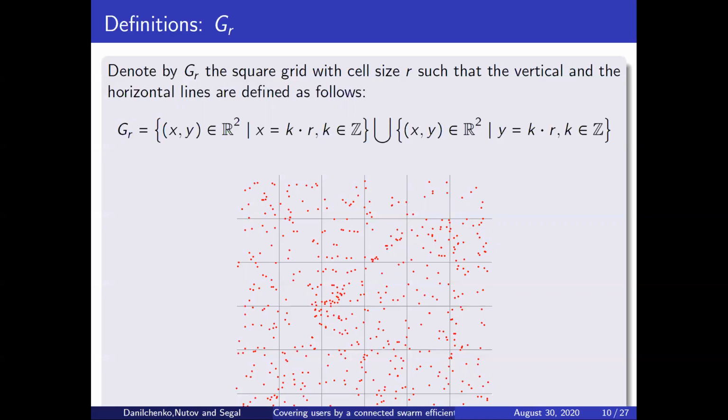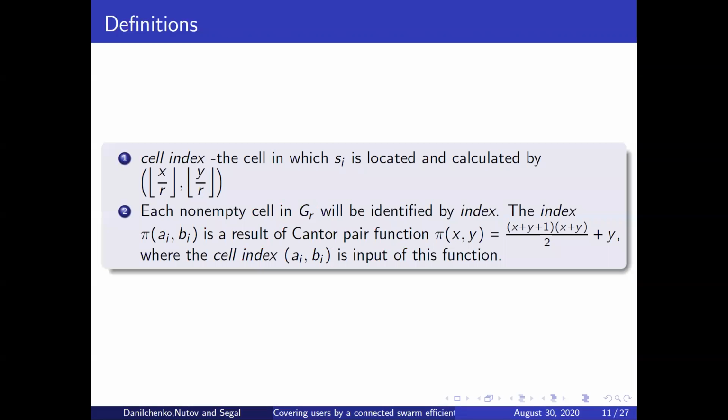Now, I will present some definitions which I will use in this talk. We define a grid with a cell size equal to R. Cell index: the cell in which point i is located, calculated by the following equation. Each non-empty cell in the grid will be identified by an index. The index pi AB is the result of a counterpart function, and the cell index is the input of this function.